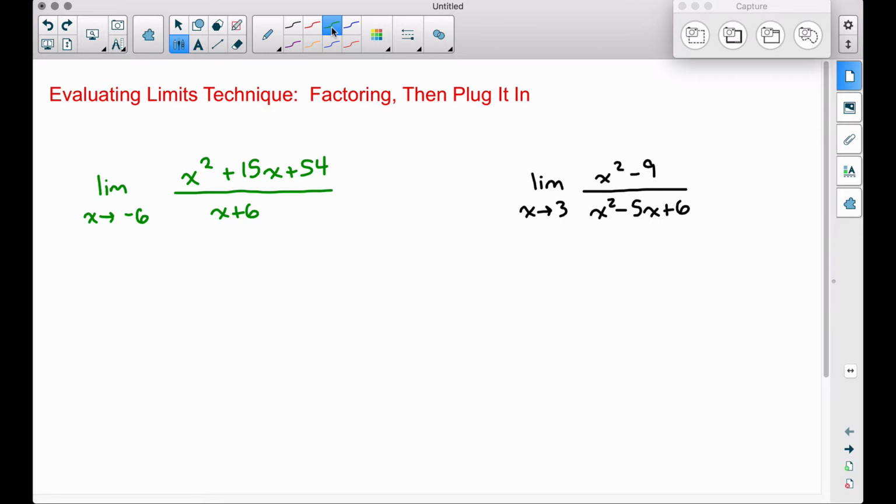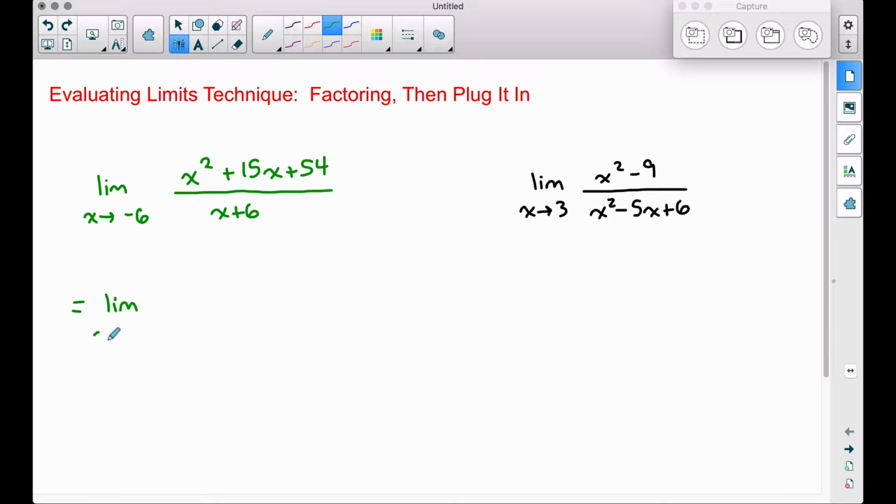In this video, we're going to look at two examples of evaluating limits, and it's going to involve us factoring first and then trying to plug our number in. In this first example, if we try to plug in -6, the limit as x approaches -6 of this rational function, if you plug -6 into the denominator, you get 0. So that does not mean the limit does not exist. You need to try and factor and see if you can eliminate that piece that makes the denominator equal to 0. In this case, let's go ahead and do that.